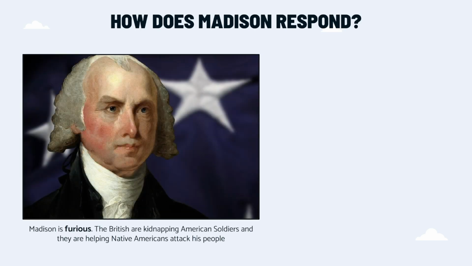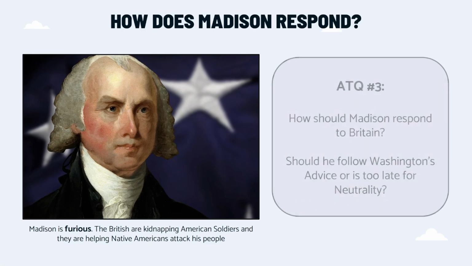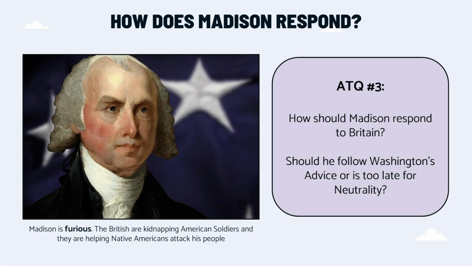So how does Madison respond to all of this? Well, Madison is furious. He had just become president, and the British are ramping up in kidnapping American soldiers, and they're also helping Native Americans attack us in the United States. So my last ATQ for you: how should Madison respond to Britain? Should he follow Washington's advice, where we should remain neutral in European conflicts, or is it too late for neutrality? Answer that in your notes, and we'll continue.